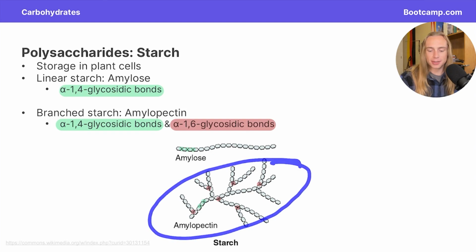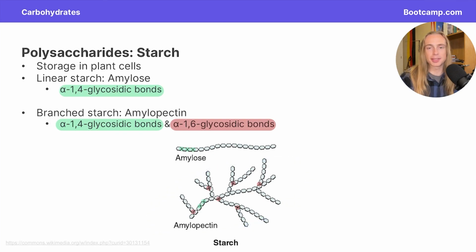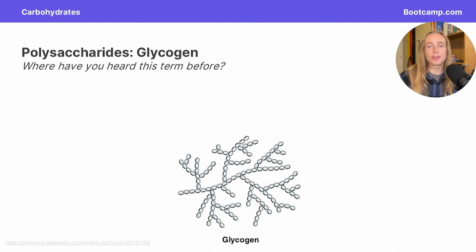Amylopectin then is the branched form of starch, and we see this has alpha-1,4 glycosidic linkages as well, but it also has alpha-1,6 glycosidic linkages, which are the red dots here, and we can see this is where the branching is actually occurring. Another really common storage polysaccharide is known as glycogen.